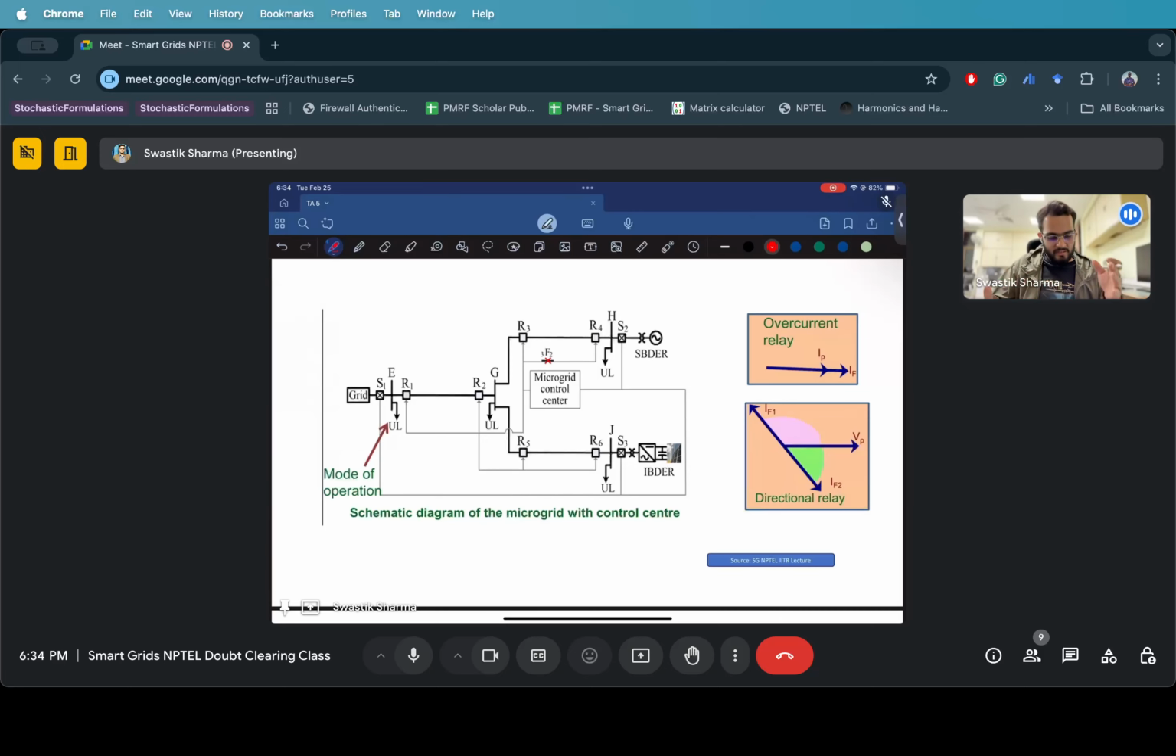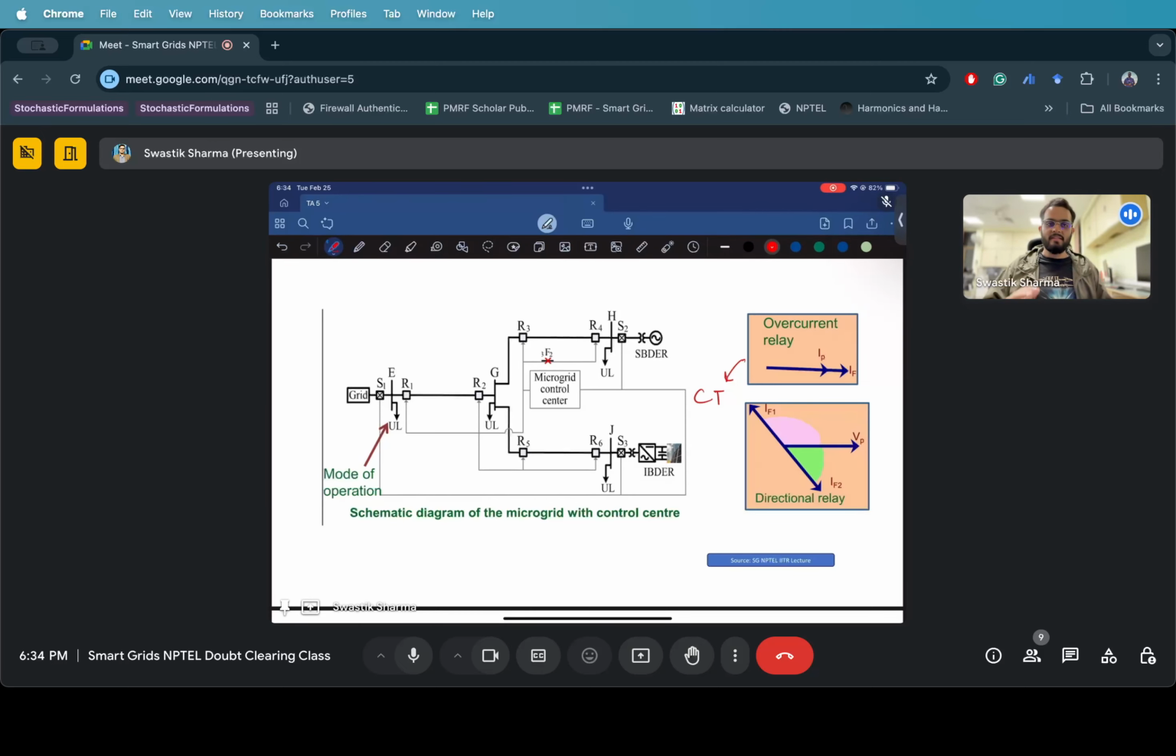The instructor just gave a brief overview of what both of these relays are. We'll just cover the brief overview, but the whole analysis will be covered in the next week. Right, what does an overcurrent relay do? An overcurrent relay generally is connected across a CT. CT is used to sense the current. It is a current transformer.